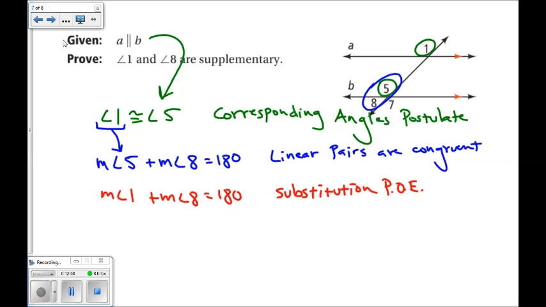Okay, and this is exactly what I'm trying to prove, that angle 1 and angle 8 are supplementary. And that is explaining why angles 1 and 8 are always supplementary.